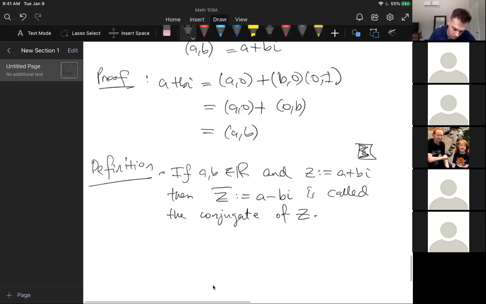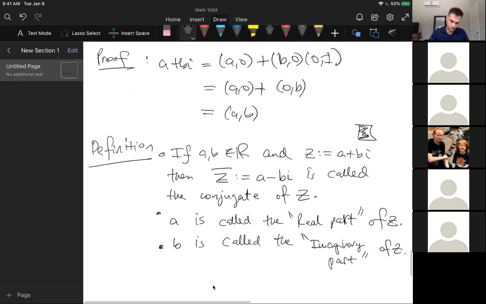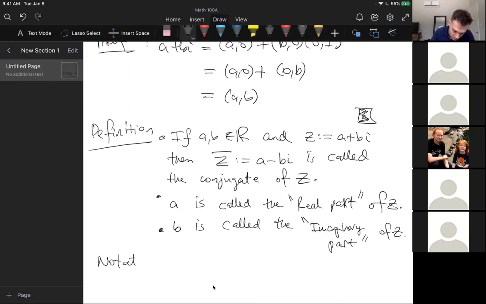And then a little bit more terminology. We say a is called the real part of z. b is called the imaginary part. And so sometimes you might see notation that looks like a equals the real part of z, and b equals the imaginary part of z.